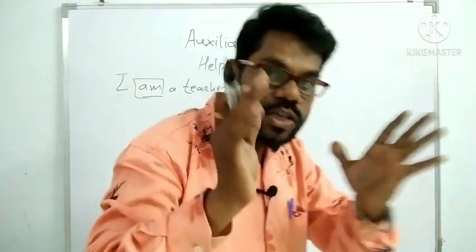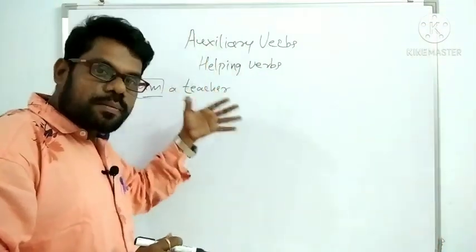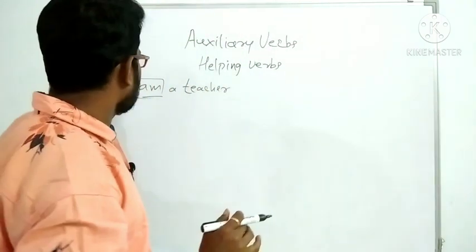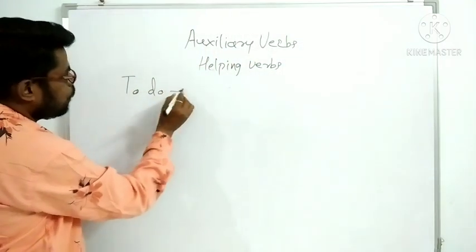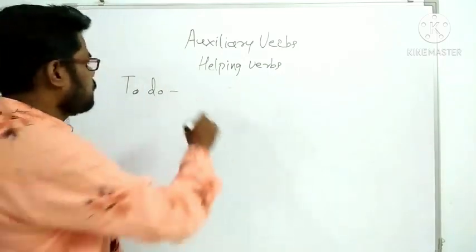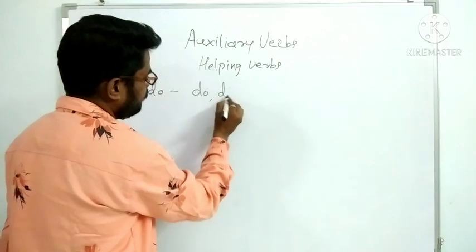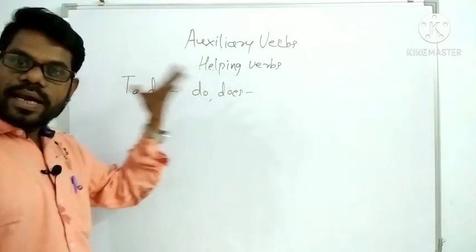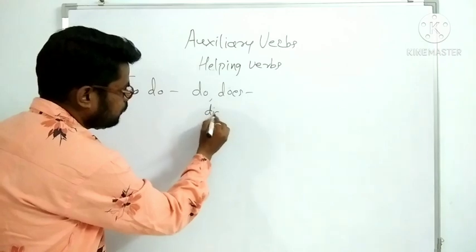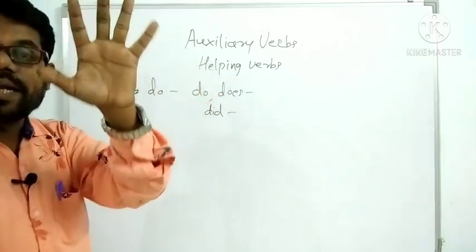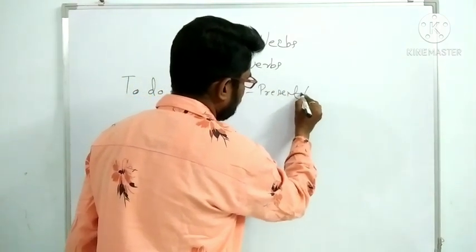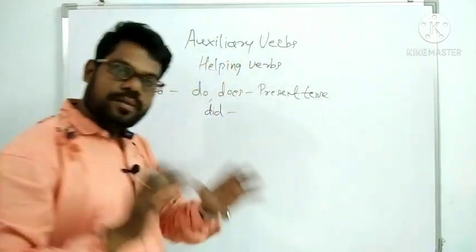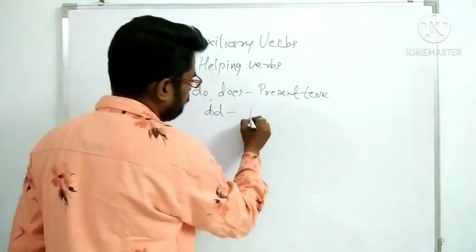Okay, now let us see which are they. Now we will discuss one by one. Let us see. So see students, here first we see the to do forms, or to do verbs. So see this do, does, and here did. This do and does show present tense. Which tense? Present tense. Fine. Now see did, past tense.